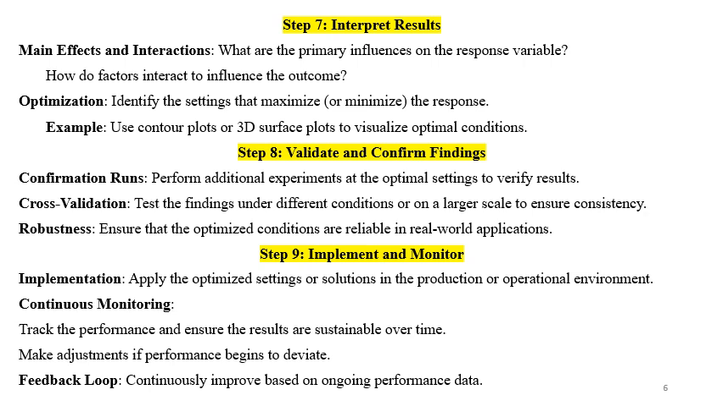Once you have the optimized experimental condition, then you should reconfirm the same. Then perform cross validation. Test the findings under different conditions or on a larger scale to ensure consistency. Robustness testing ensures that the optimized conditions are reliable in real world applications. So this is the validation and reconfirmation of the findings.